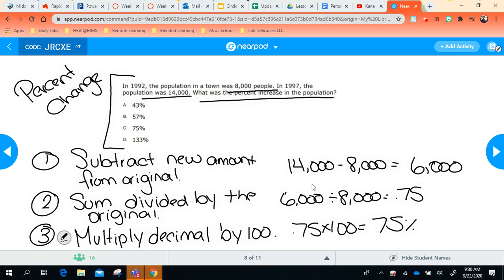Okay, so three basic steps. We subtract, we divide, we multiply. Percent of change. And then you go and you circle your answer. I know I didn't circle it, I put a box around it. It just looks nicer. Make sure you have the problem worked out, the problem written down, and the steps written down.